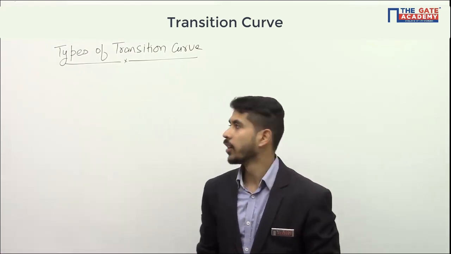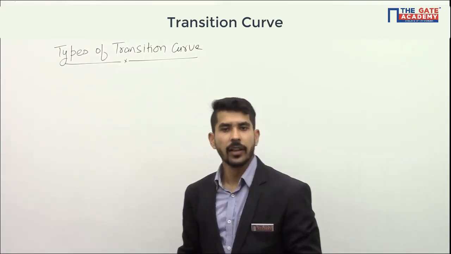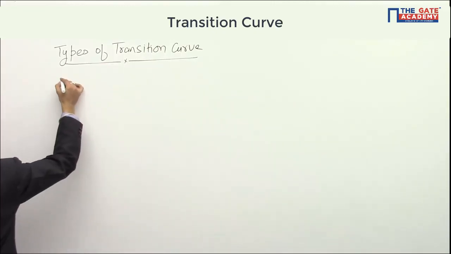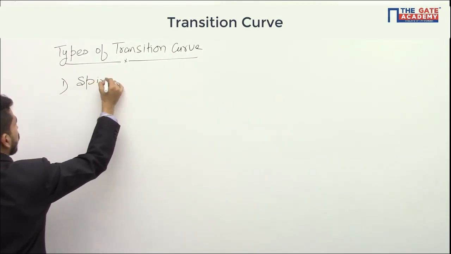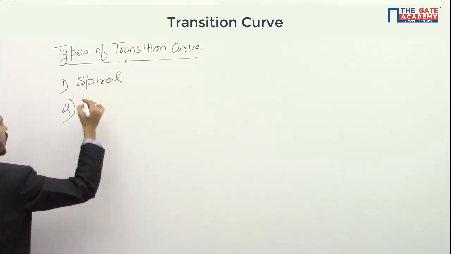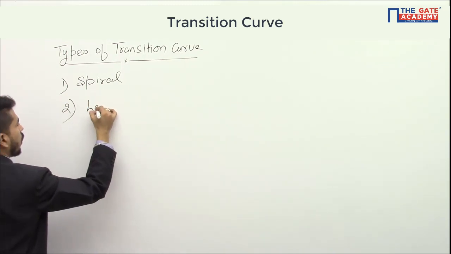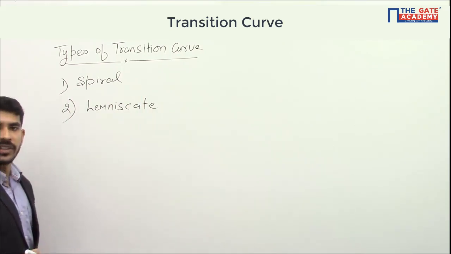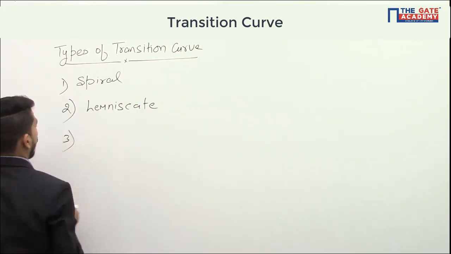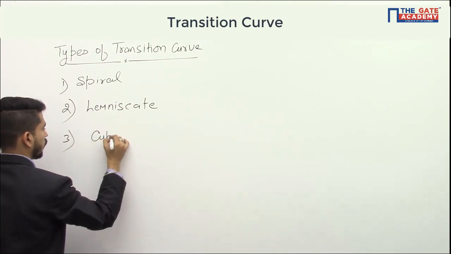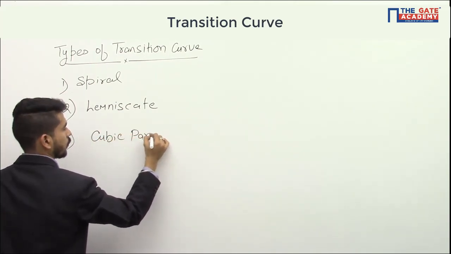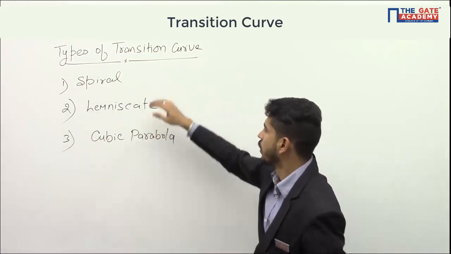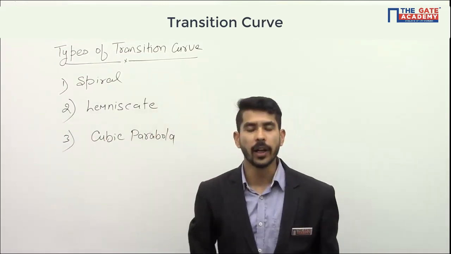So now next is the types of transition curve, right? We have three types of transition curve. The first one is spiral. Second, lemniscate, and third one, cubic parabola. So we have three types: spiral, lemniscate, and cubic parabola.